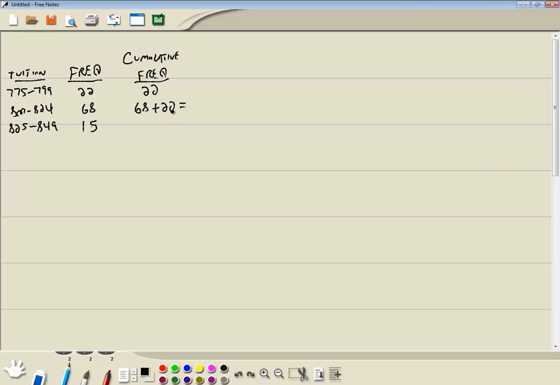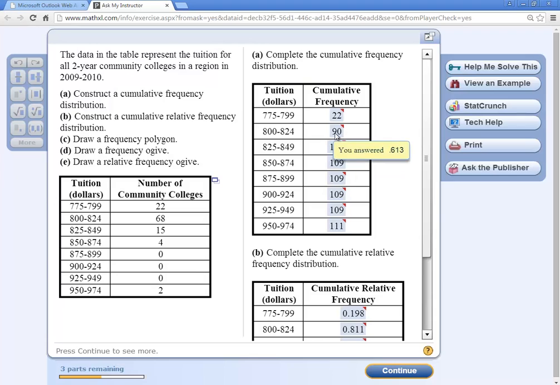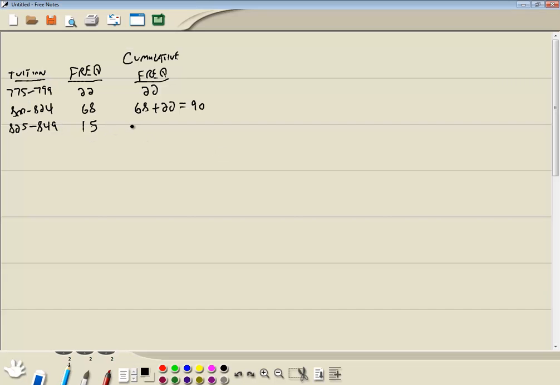So 68 plus 22 gives us 90, which gives us this right here. Now this one will add the current frequency plus all the ones above it. You could simply add 90, but I'll put 68 plus 22 here to really emphasize all the ones above it. And that'll give us 105. And that's how you build your cumulative frequency.